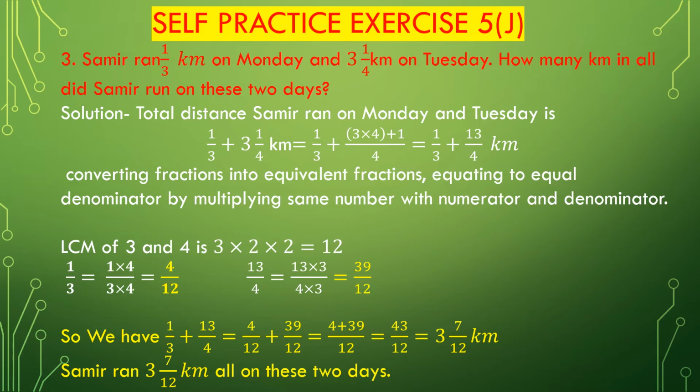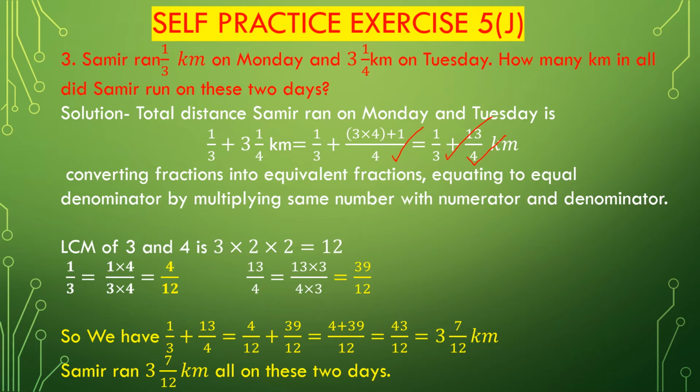4 multiplied with 3 is 12. 12 plus 1 is 13. 13 divided by the denominator 4. So the mixed fraction 1 divided by 4, we convert it and we get 13 divided by 4. This is an improper fraction. Now add 1 divided by 3 km plus 13 divided by 4 kilometers.